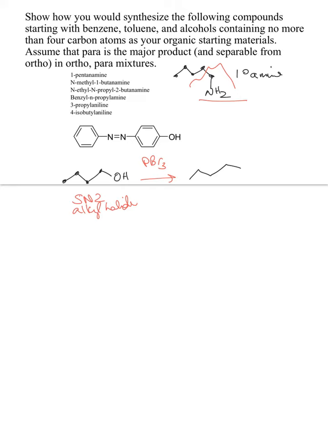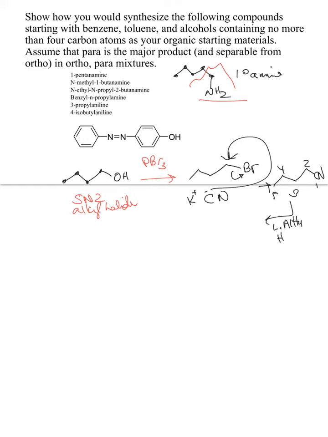So now you got 1, 2, 3, 4 bromide. And now we can react this with potassium cyanide. And that's going to do an SN2 reaction. 1, 2, 3, 4, 5. And then you react it with lithium aluminum hydride. And you have your desired primary amine.